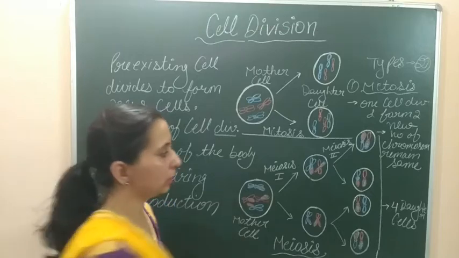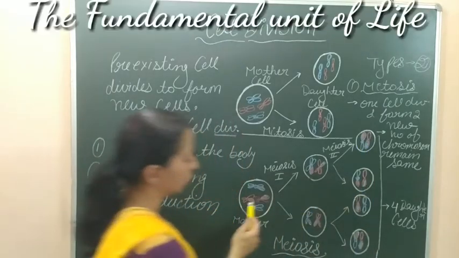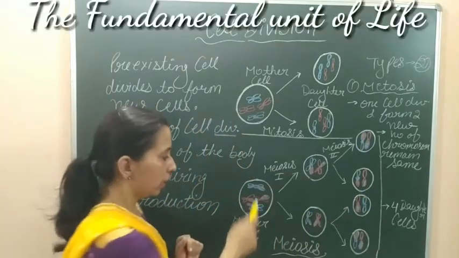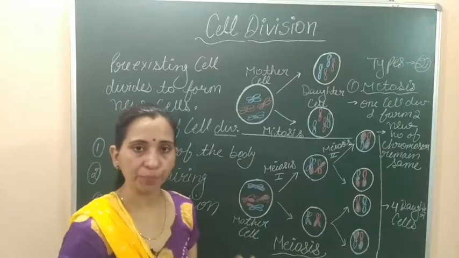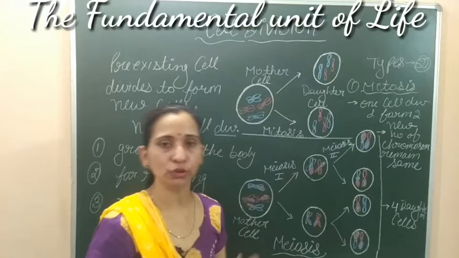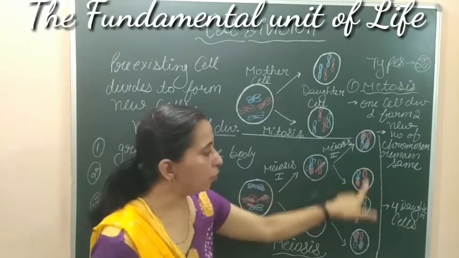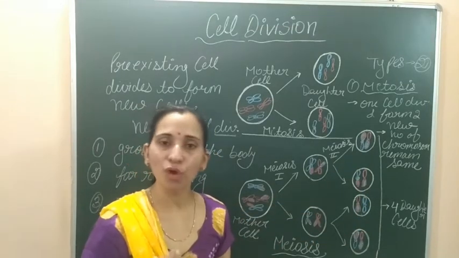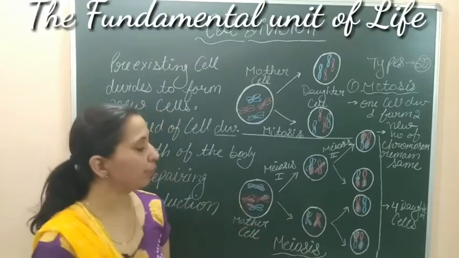And if we compare these daughter cells with their mother cell, we can see that here the number of chromosomes is 4, but in the daughter cells the number of chromosomes is half of the mother cell, meaning they have only 2 chromosomes. So this is the meiosis.